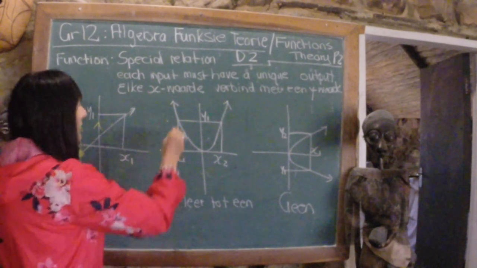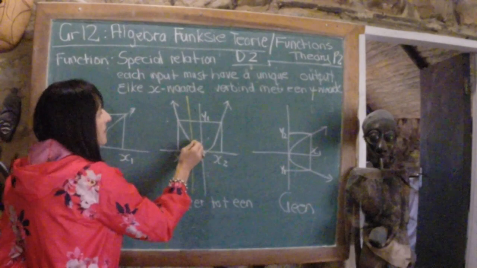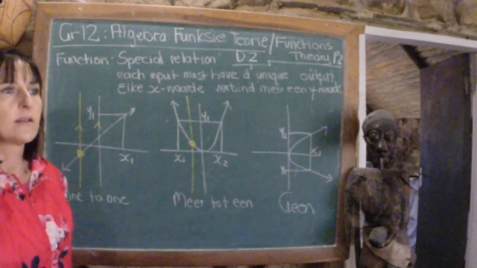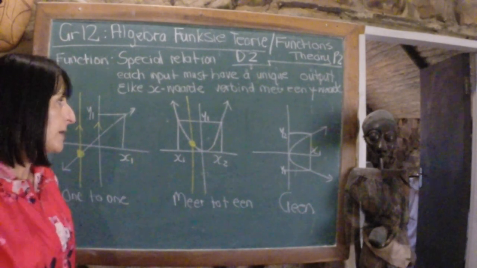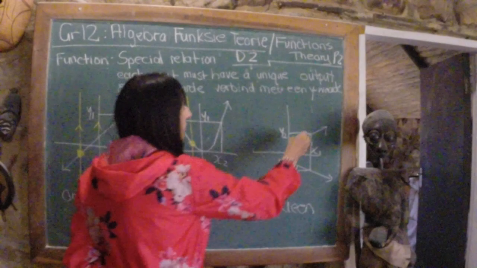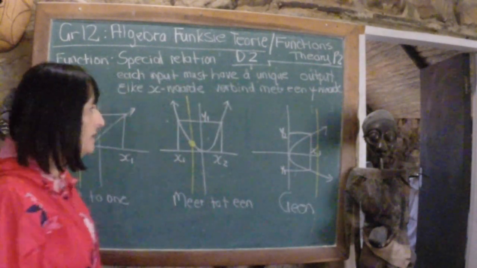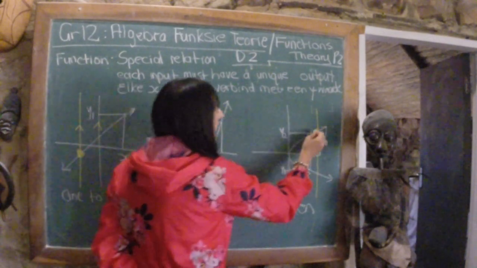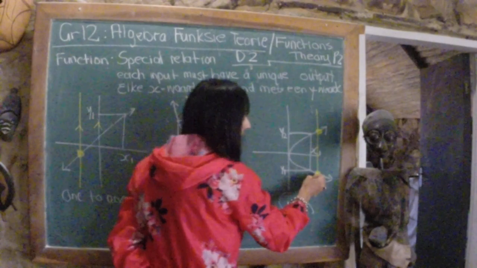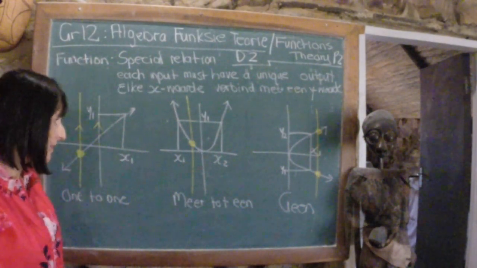So kom ons gaan teken hierso ons vertikale lyn in. As hy my funksie net op een plek sny, of my relasie net op een plek sny, is dit 'n funksie. If we draw a vertical line through this relation and it cuts more than once, it's a non-function. Dit is ons funksie toets.